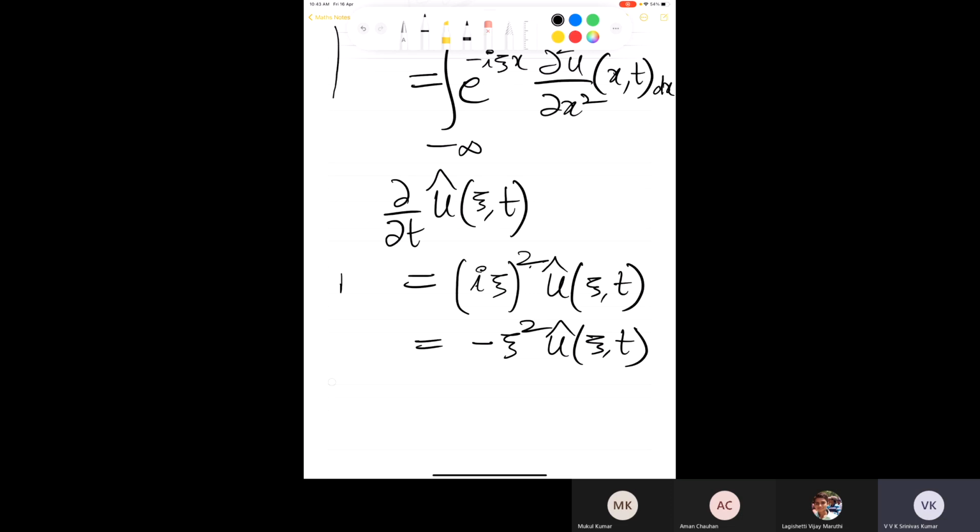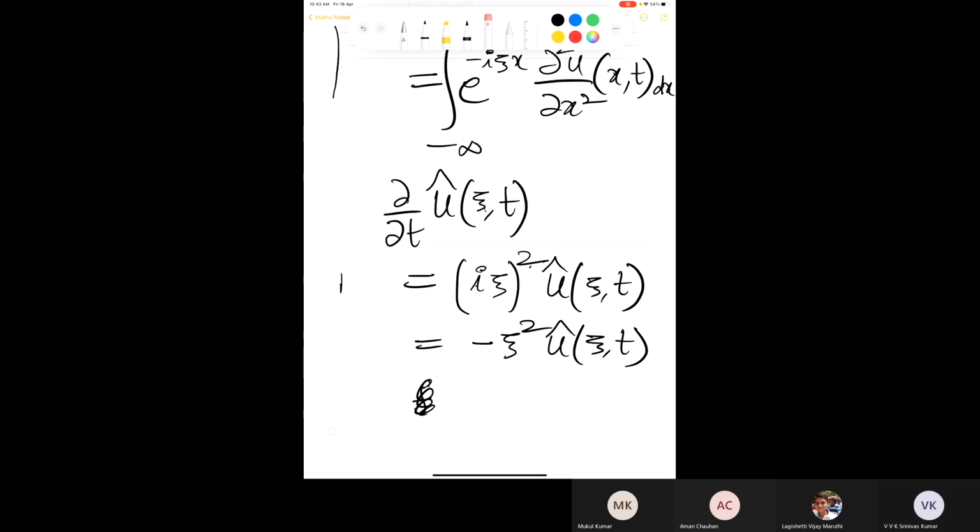No, not for fixed z, for fixed xi. Xi is always a fixed thing because we are taking a Fourier transform. So if you ignore what xi is, this is like a differential equation, an ordinary differential equation.